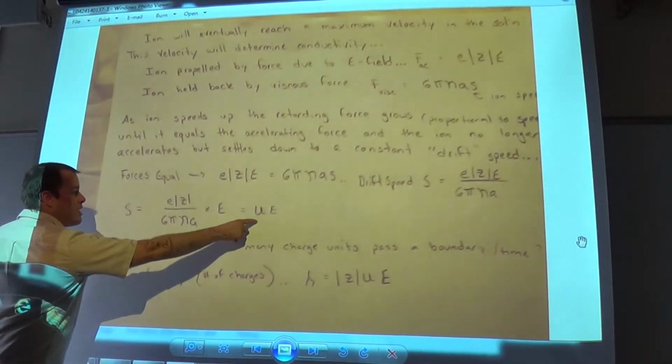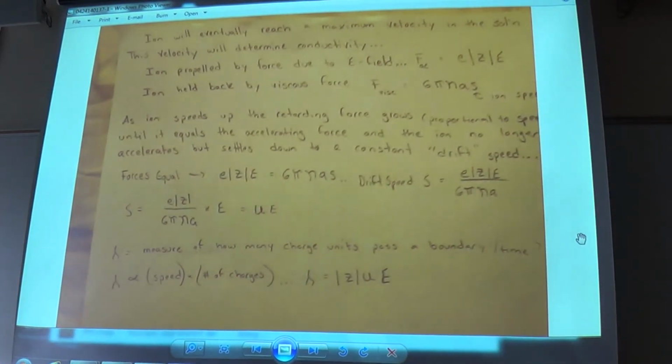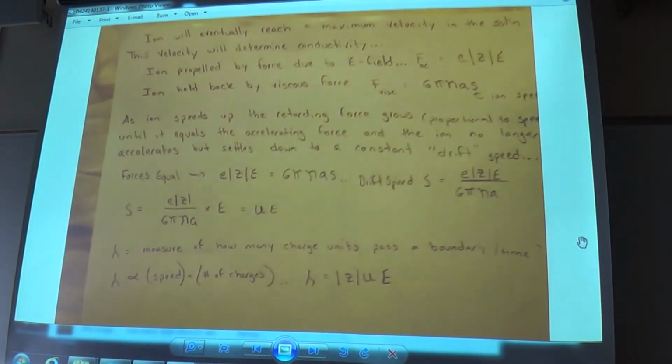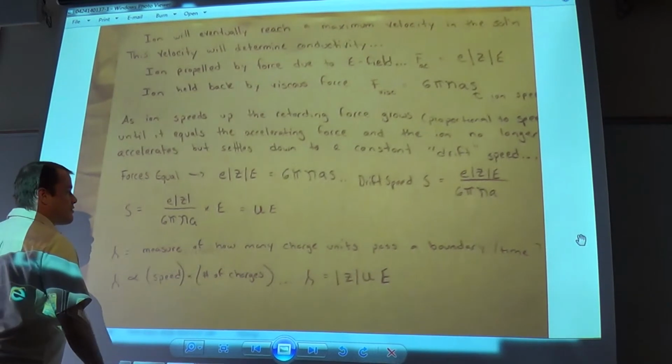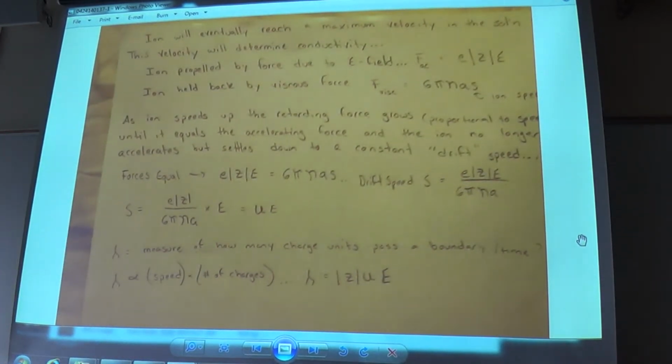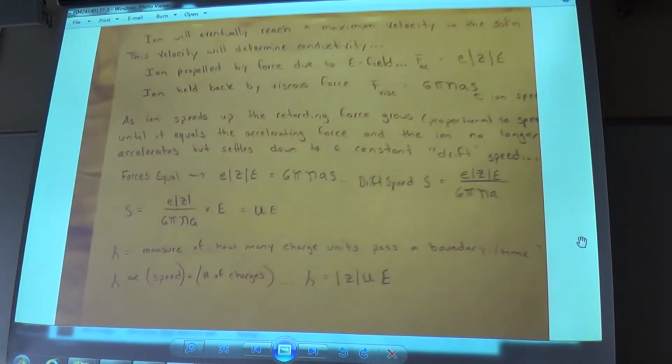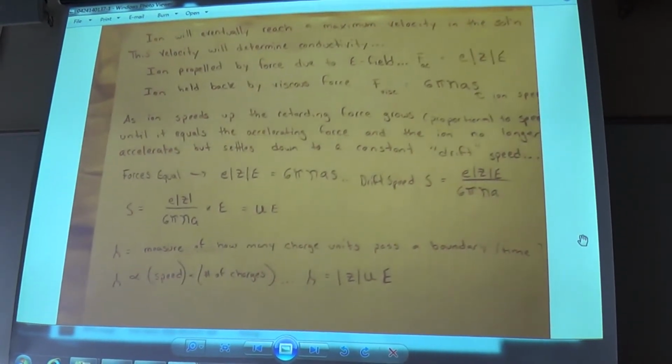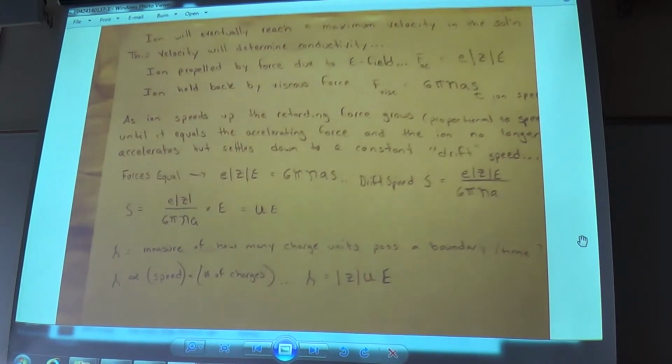We give this thing a name. We call it u, the mobility. And so the speed that an ion goes through solution with is a function of the mobility of that ion times the magnitude of the field. Right? Pretty straightforward stuff.